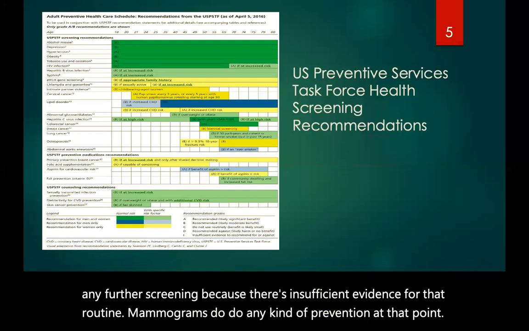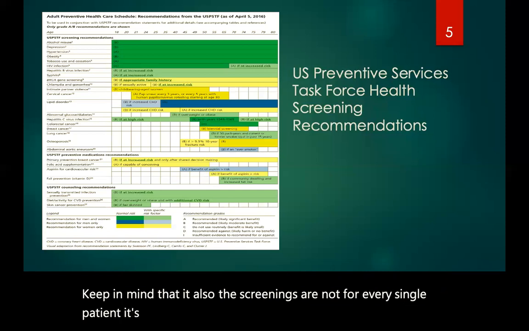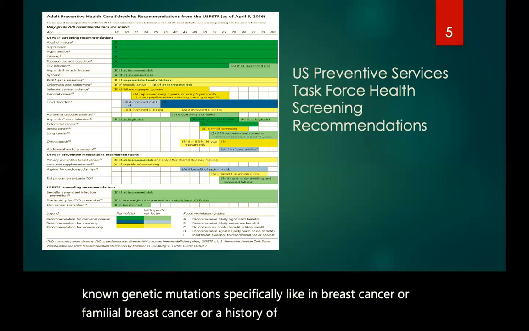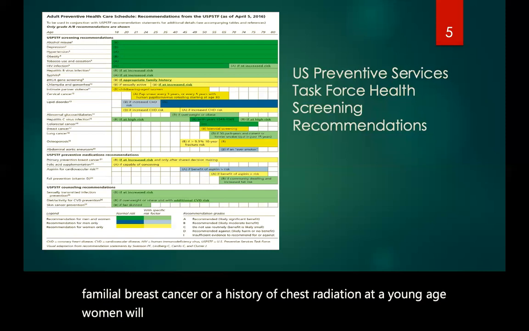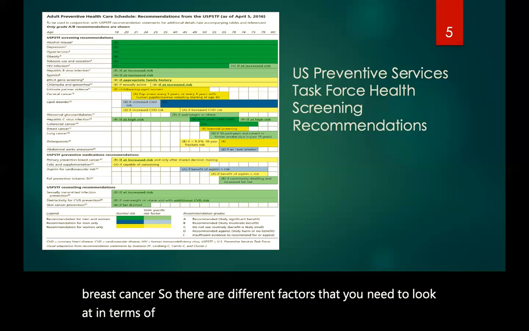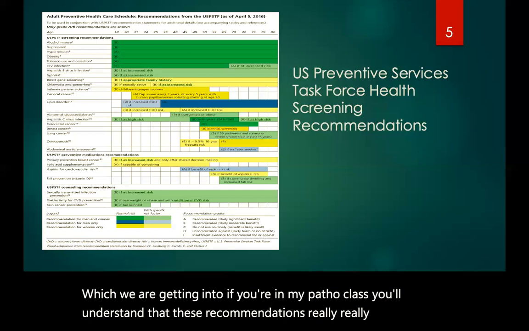Now, keep in mind that the screenings are not for every single patient. It's broad guidelines. Keep in mind that if there's any known genetic mutations, specifically like in breast cancer, or familial breast cancer, or a history of chest radiation at a young age, women should be started to be screened in their 40s for breast cancer. So there are different factors that you need to look at in terms of screening. And this is very important because when we start getting into genetics, which we are getting into if you're in my patho class, you'll understand that these recommendations really are important, especially if there's any kind of genetic history in the families.